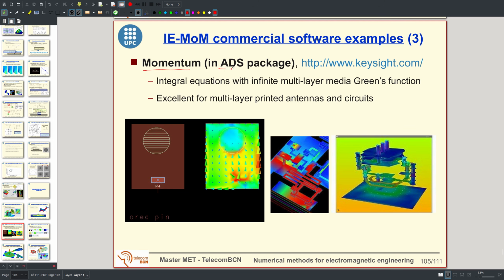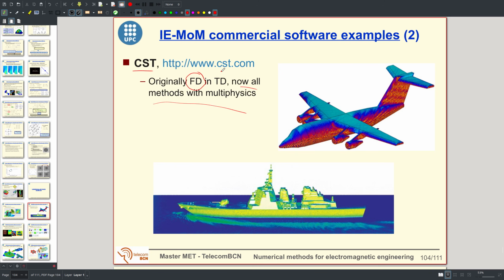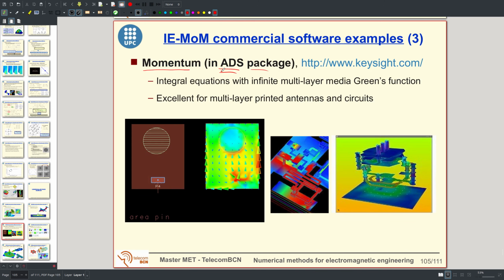Momentum is embedded in the ADS circuit analysis package that you have used in your laboratories at the Telecom school. Also CST, if you are following courses on antennas at the Telecom school or here at the master, you have used CST. Momentum is interesting because it is special for the multilayer media Green's function, so it is for printed antennas and printed circuits with multiple layers.